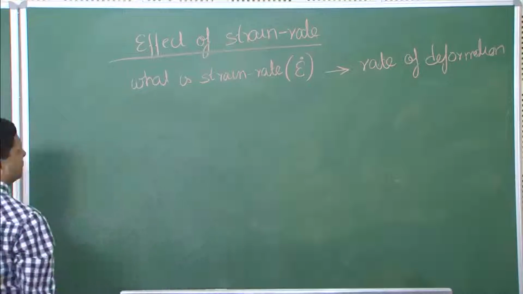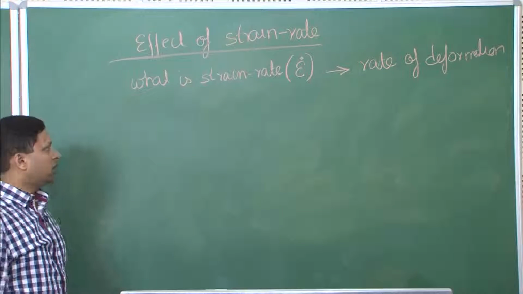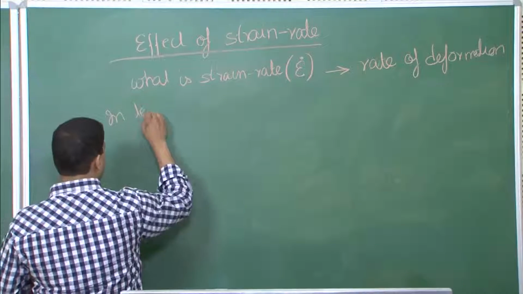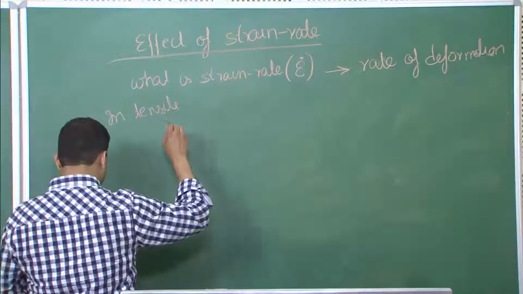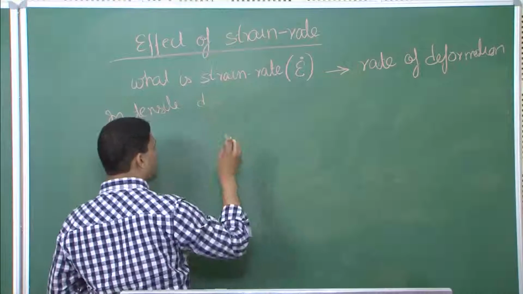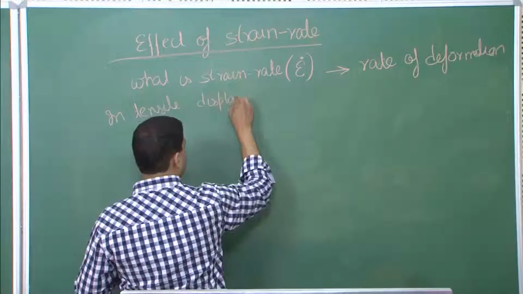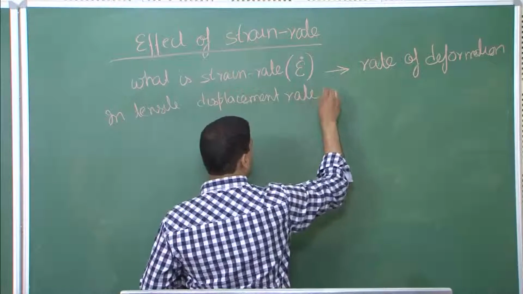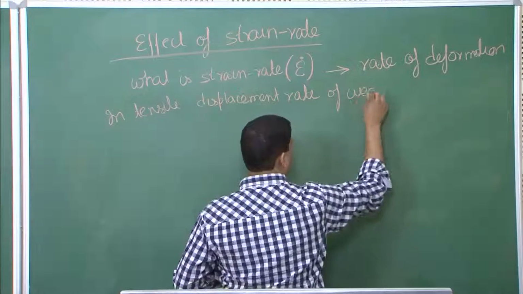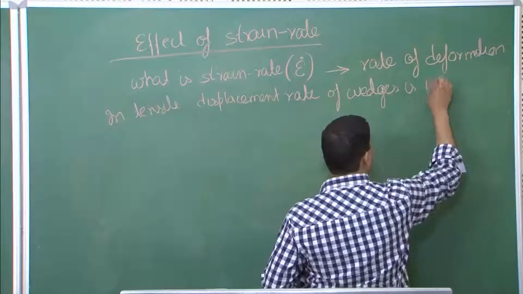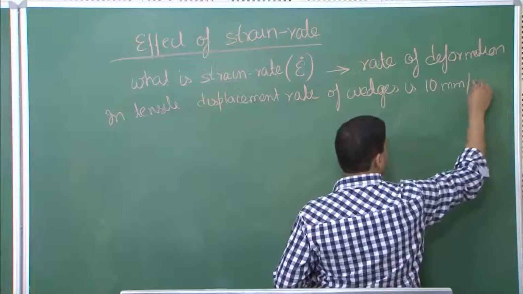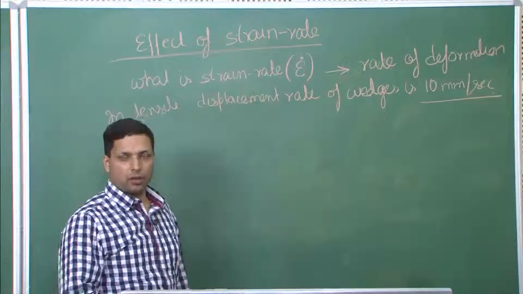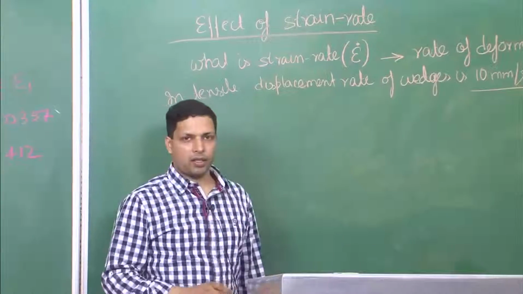To get a feel of it, again we will take help of uniaxial tensile test. Let us say in the uniaxial tensile test, the displacement rate of the wedges which hold the grips, so the rate at which it can move, is 10 millimeter per second. Okay, so remember, this is never the unit of strain rate. So, never confuse that this displacement rate is same as strain rate.